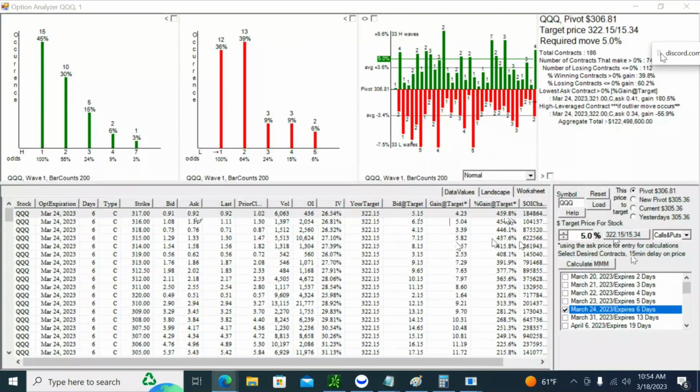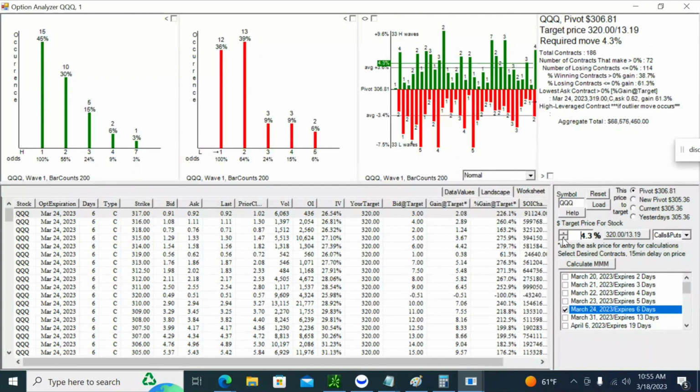Look up here. Another whole thing to this equation is, see, it says the number of contracts that make greater than 0% is 74. And see how it says the winning contracts is at 39.8%. It's usually never that high. It's usually maybe 20%, 22%, 17%. So I already know by doing 5% that we're above our 20% level. Probably not going to happen. Realistic on contracts, just doing nothing but this.